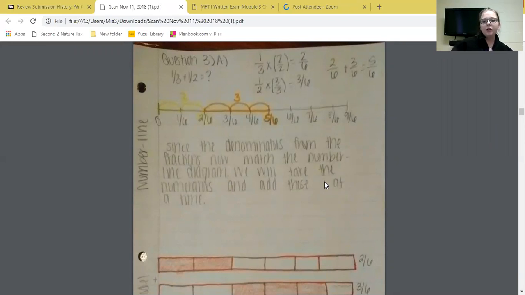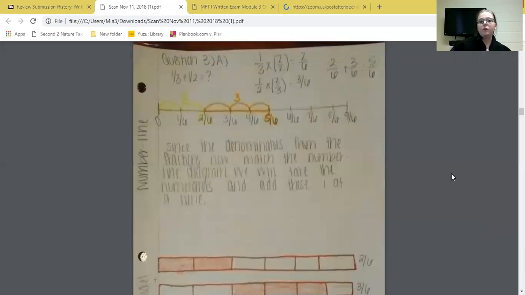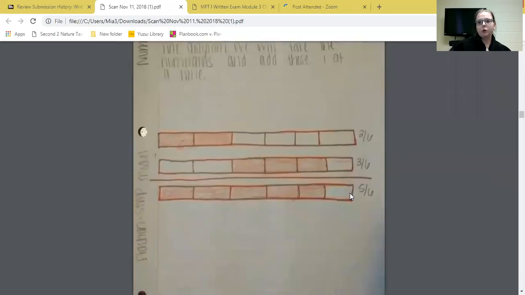And so on the number line, you can see the different colors I used. We're going to move the numerator spaces on the number line, since all of the denominators here are 6. So we're going to move 1, 2 in yellow for 2/6, and then we're going to move the 3/6 from where the 2 left off, 1, 2, and 3, landing on 5/6. Since the denominators of the fractions now match the number line diagram, we take the numerators and add them one at a time, which is what we did.